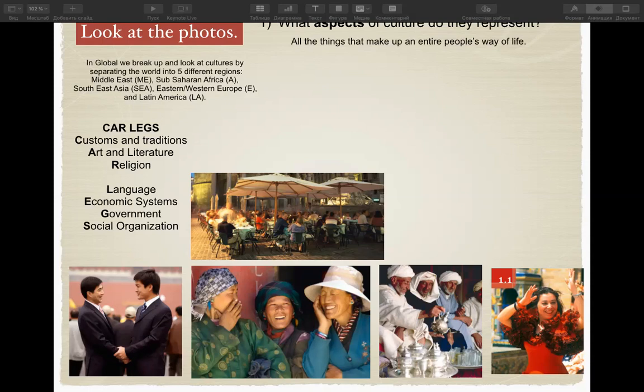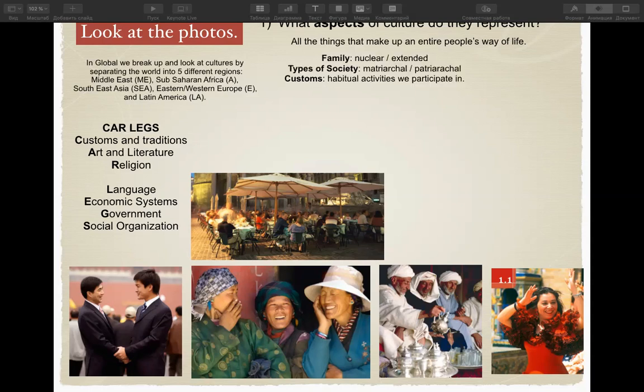Actually, there are several aspects of culture. Существует несколько аспектов культуры. They are easy to be memorized. Они легко запоминаются при помощи аббревиатуры CARLEX. They are customs and traditions, art and literature, religion, language, economic systems, government, and social organization.